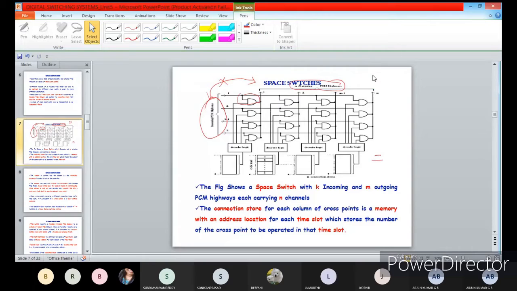Hello, Yedrappa, these are the basics. These things we are discussing in basic electronics now. What is the expression of an AND gate?